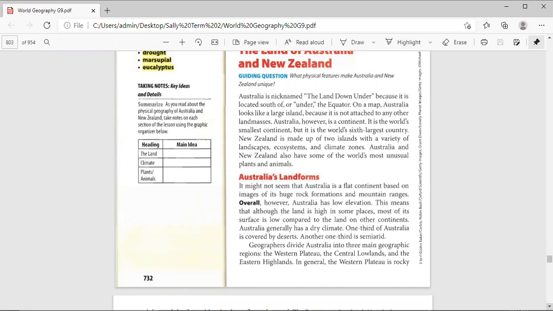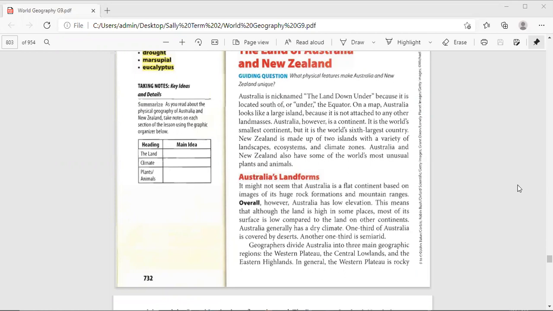Okay, let's move back to Australia's landform. Australia is divided into three main parts. Who can tell me the three main parts or regions of Australia? Farah Mahlab, you're here? Yes, I'm here. The Western Plateau, the Central Lowlands, and the Eastern Highlands. Thank you very much. Yes, actually, Australia is divided into three main regions: Western Plateau, Central Lowlands, and the Eastern Highlands.